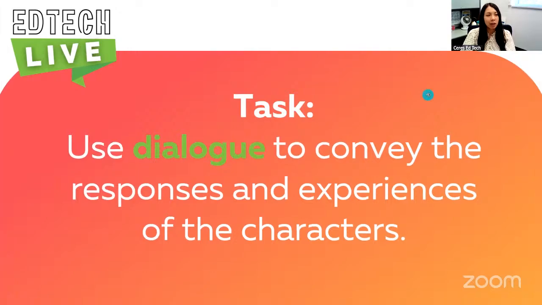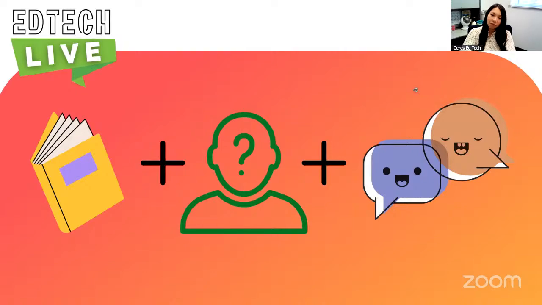So here is what you're going to have to think about. You are going to need to think about a book that you have read, a story that you have read, either in class, at the library, at home, on Epic. Then you're going to think about some of those characters in that story. And then you're going to think about what kind of conversations or things they have discussed in that book. What kind of dialogue could these characters have had?